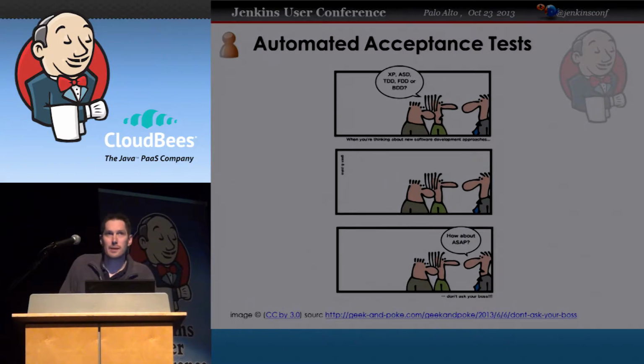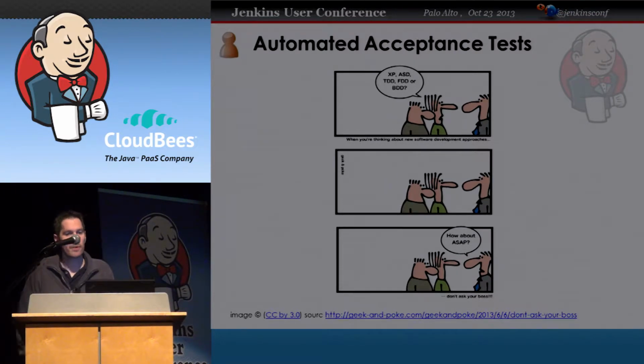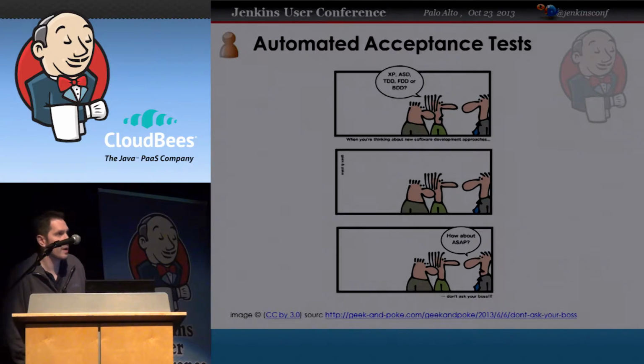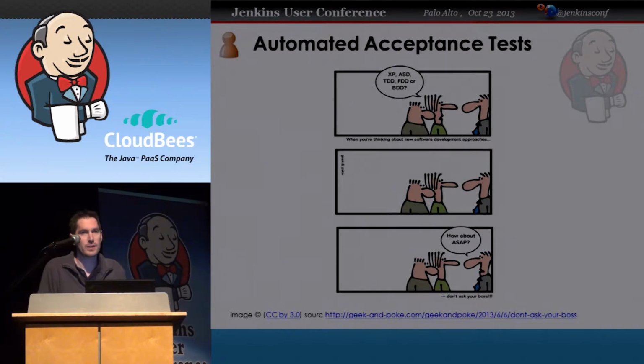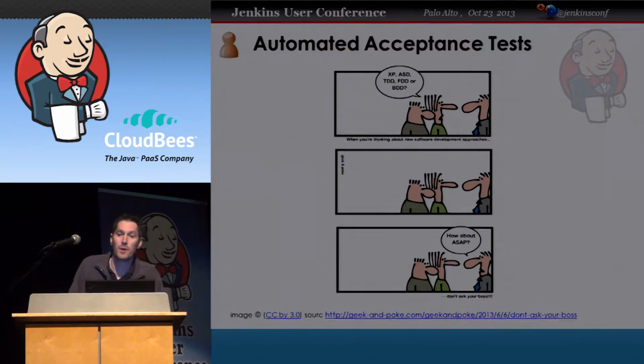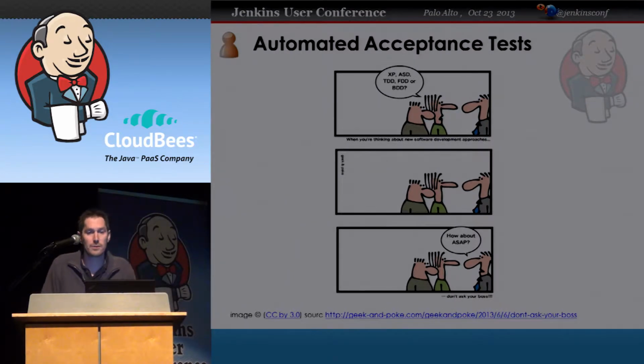So what's an automated acceptance test? It's a test of a running component. It's not a unit test, but a black box test of a running application or set of applications. I'm not going to say how to write them or really how to run them. We actually use Cucumber.